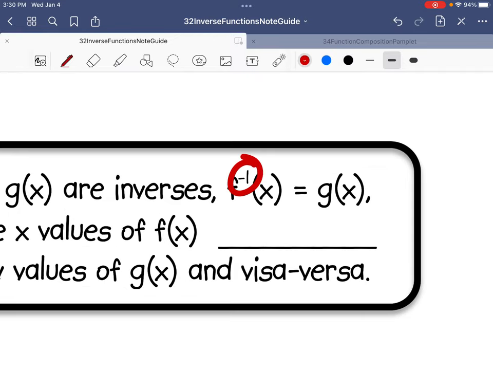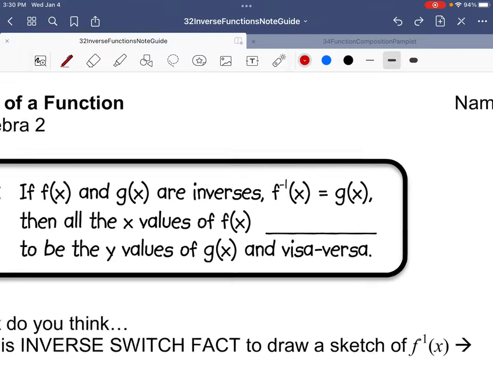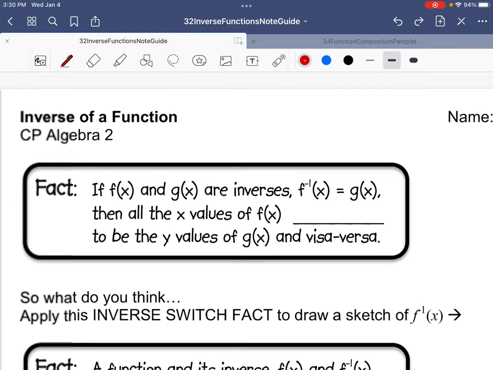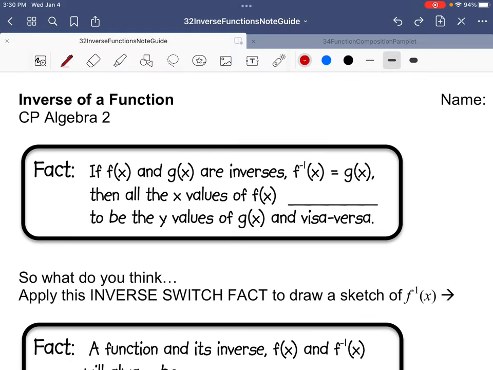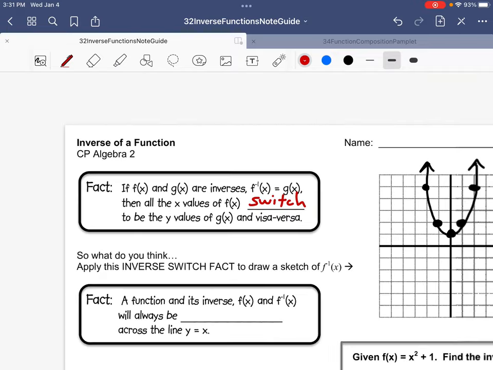This little f negative 1, when you see that negative 1, that means the inverse of f. F negative 1 means the inverse of f. So the inverse of f is g, which means that f and g are inverses. Then all the x values of f will switch to be the y values of g, and vice versa. X values switch to be the y values, and vice versa.